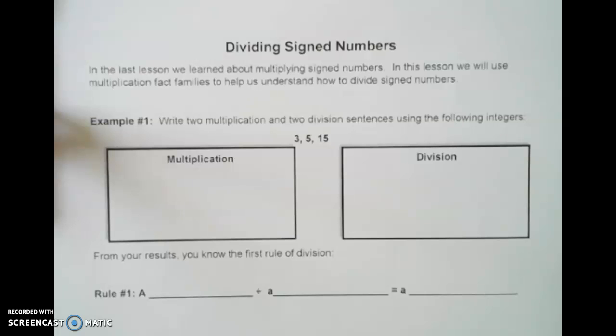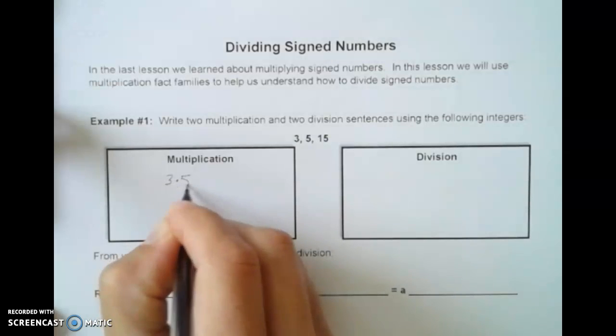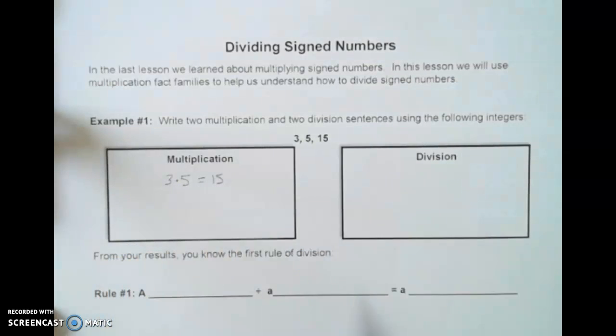In example number 1, it says to write 2 multiplication and 2 division sentences using the following integers. We're going to use 3, 5, and 15. Okay, we're going to write 2 multiplication problems and 2 division problems using these numbers. And let's start with multiplication. Okay, if I look at these numbers, I know that 3 times 5 is equal to 15.